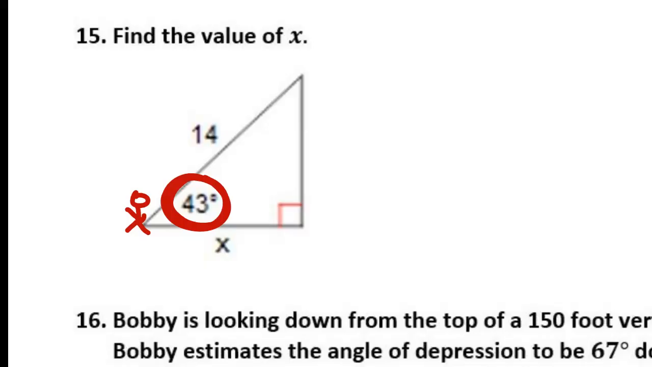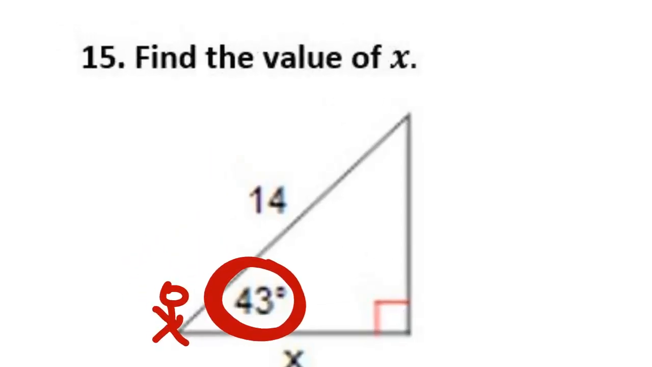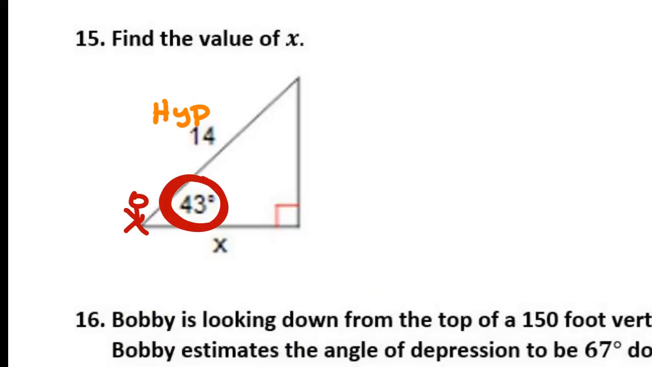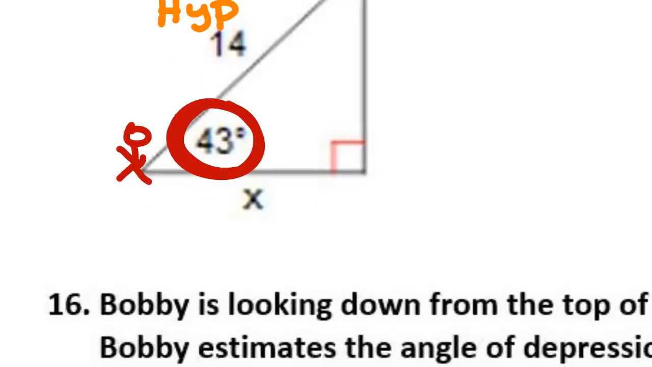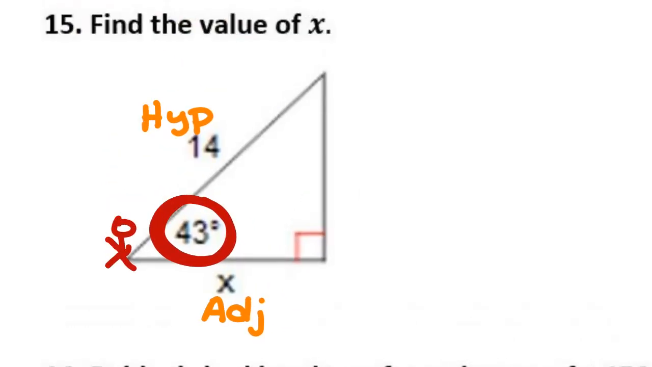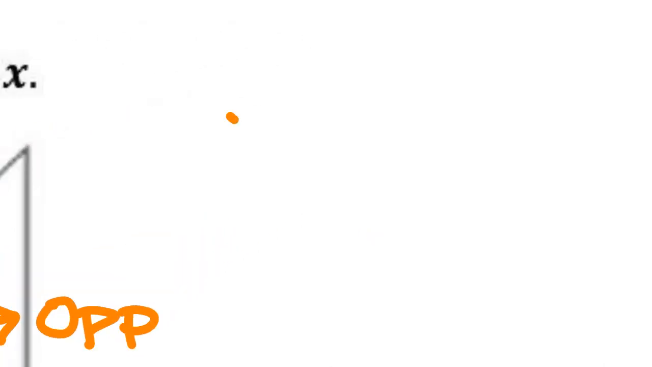We're going to label our triangle now. We have hypotenuse, opposite, and adjacent. Which one is the hypotenuse? 14 is my hypotenuse. X down here is which side, adjacent or opposite? It's adjacent. Because through the triangle to this side over here, that's how we get to the opposite side. All right, so then we have SOHCAHTOA.